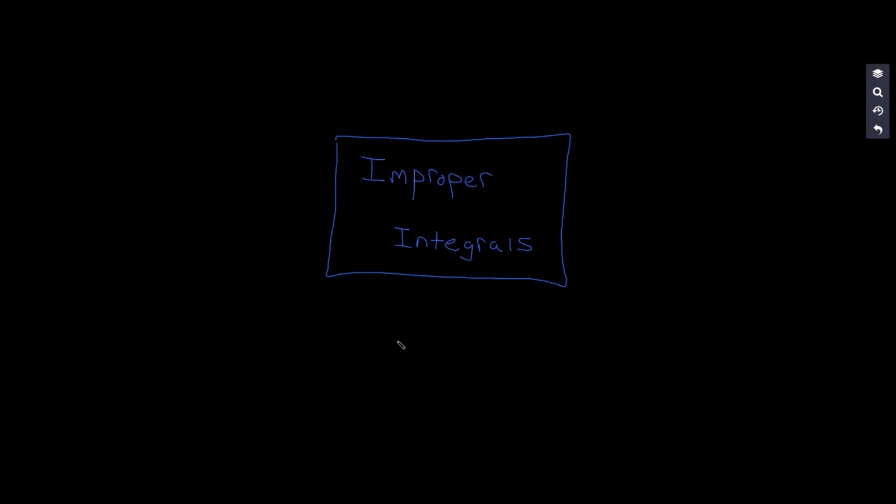I'm going to do a video on improper integrals. The indefinite integral of (5x cubed minus x squared plus 10x minus 5) over (x plus 4) is going to be considered an improper integral. And the reason for that is because the integrand is an improper rational expression.